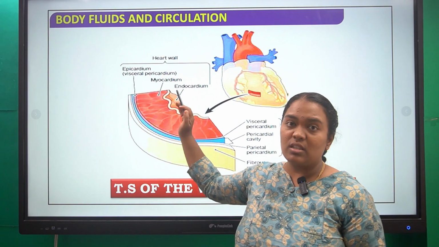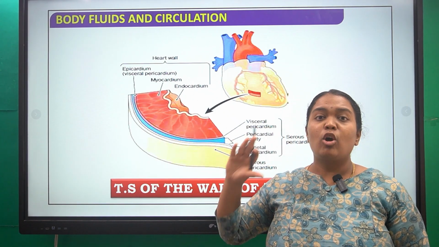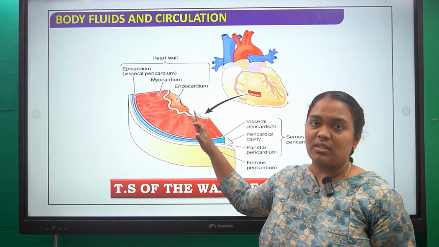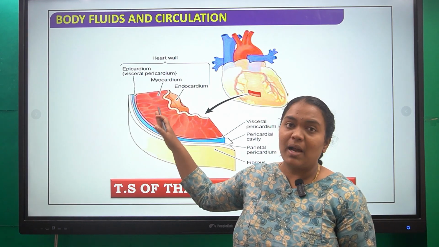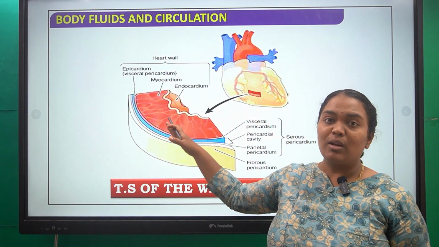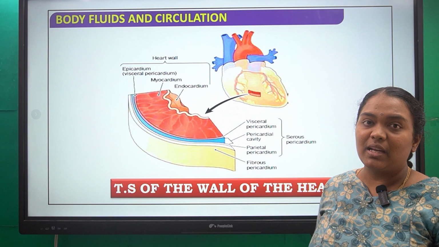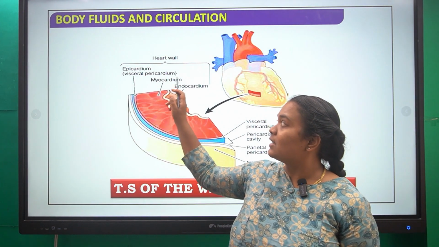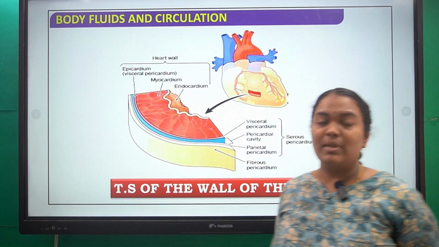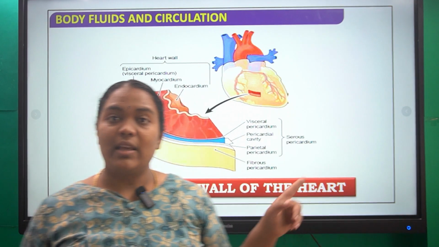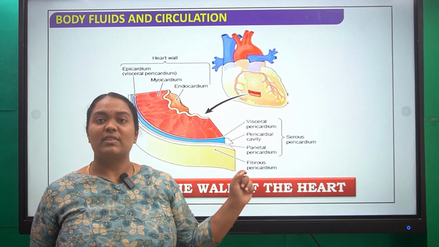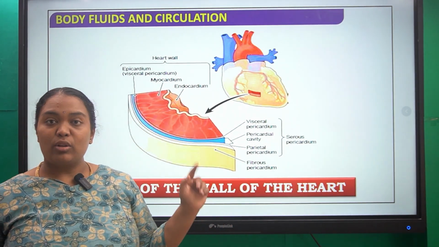The innermost structure or the main components of the heart: the innermost structure is called endocardium, the middle part is called myocardium, and the outermost layer of muscles is called the epicardium, also called the heart wall. The heart wall is made up of three layers. The outer layer, epicardium, is made up of a single layer of endothelial cells.